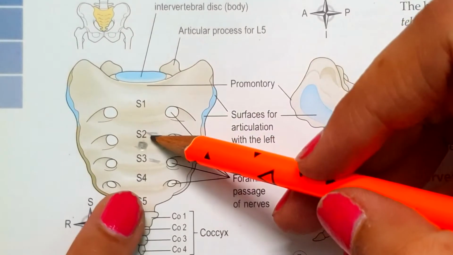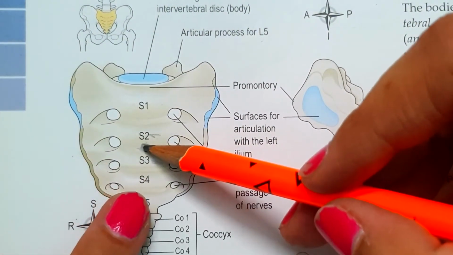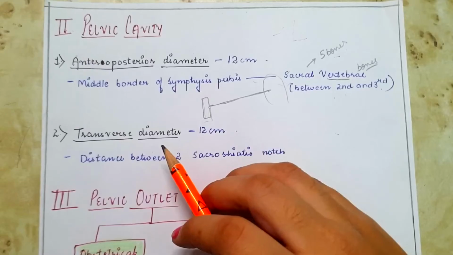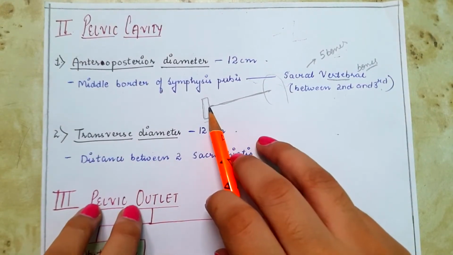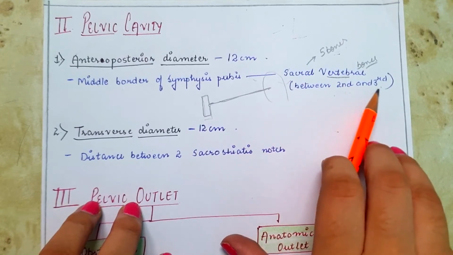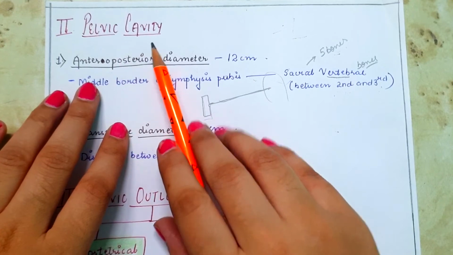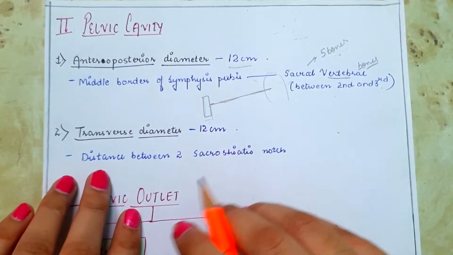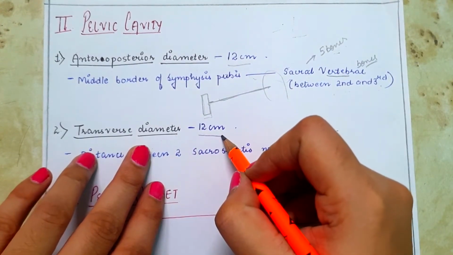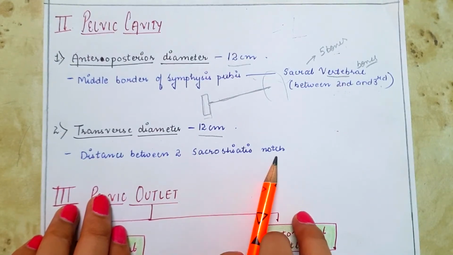As you can see, this is the second and third sacral vertebra. Between the second and third sacral vertebra, this is the point. So from the middle border of the symphysis pubis to the point between the second and third sacral vertebra, that is the anterior posterior diameter of the pelvic cavity, which is 12 centimeter. Next is the transverse diameter of the pelvic cavity, which is also 12 centimeter. It is the distance between the two sacrosciatic notches.